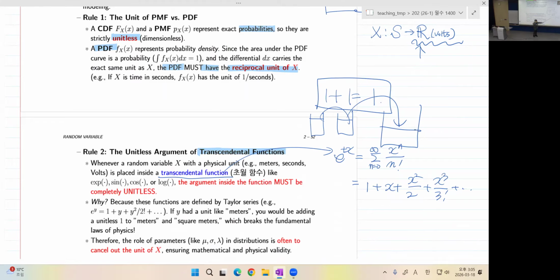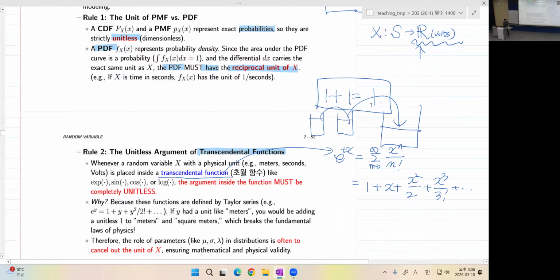Now let's go back to this problem. 1 has no unit. We know that. Suppose X means some volts. Now you have volts squared, cubed. How can you add up? You can't, right? As you cannot do this. What does that mean? Whenever you have e to the x, x should not have any unit.